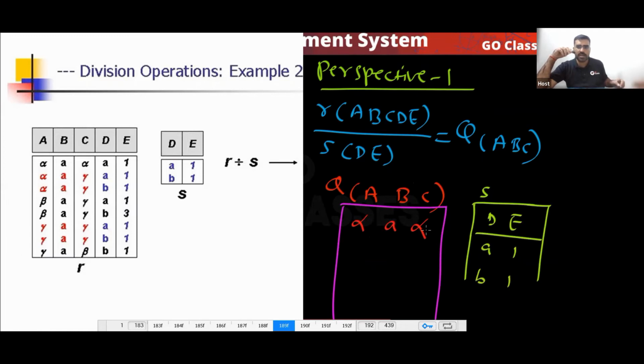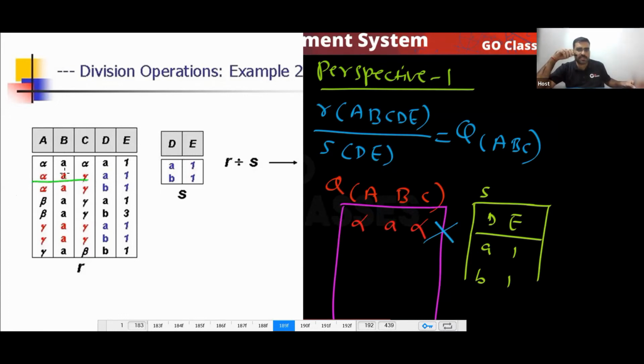Now you can notice. Tell me, do we have this in R? Alpha A alpha with A1. Yes, we have, no problem. Alpha A alpha with B1. We don't have alpha A alpha with B1. So this alpha A alpha will not be there. We are solving perspective number 1. So definitely this is not correct. Definitely this alpha A alpha will not be in the answer.